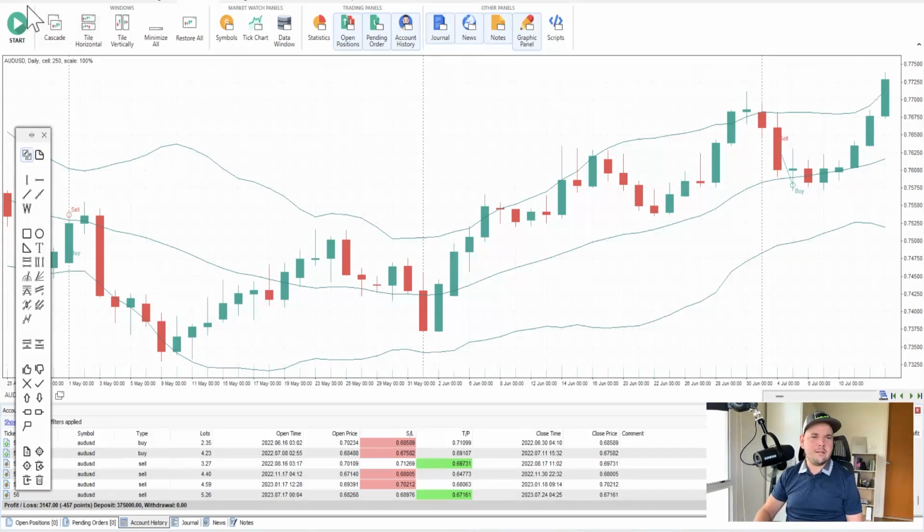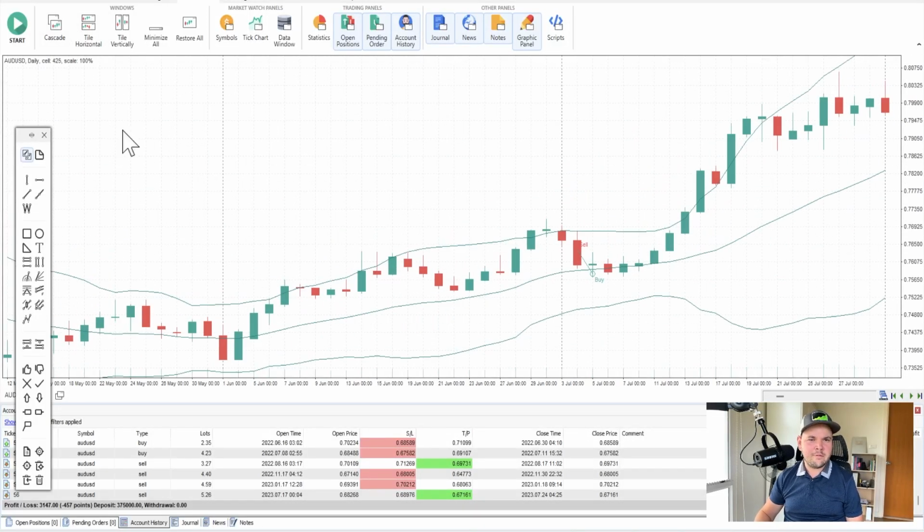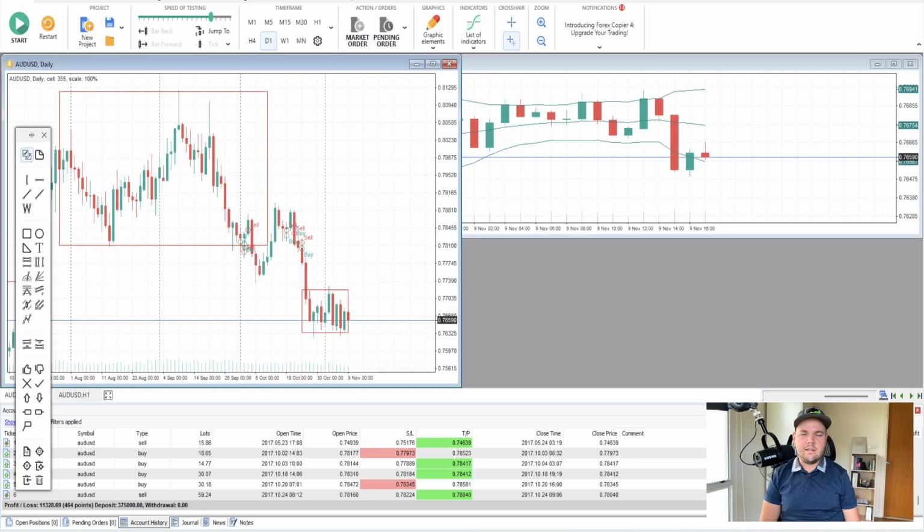But one thing I love about Forex Tester is that if I wanted to backtest multiple time frames, I can absolutely do that. This is the second backtest I'm running, which is a multiple time frame backtest, the way I usually trade my Bollinger Band reversal strategy. Now, so far I've got a lot more wins, but it's still early in the process of backtesting here.